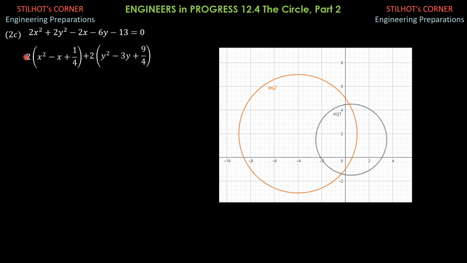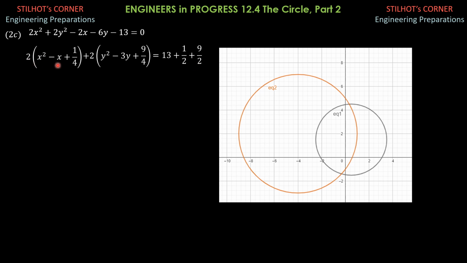13, the new terms on the left side would be 2 times 1/4, which is 1/2, then plus 2 times 9 over 4, which is 9 over 2. So equals 13 plus 1/2 plus 9 over 2. 2 times 9 over 4 is 9 over 2, so this is 10 over 2, or 5, plus 13, 18.